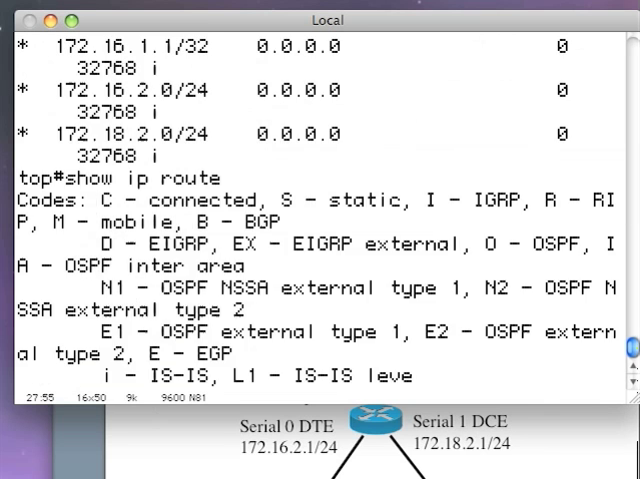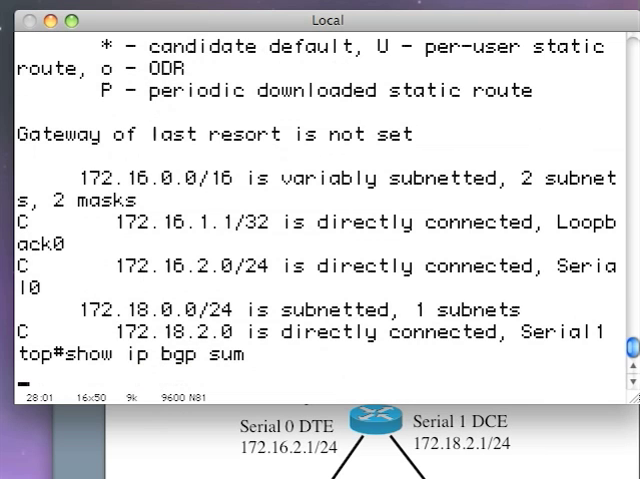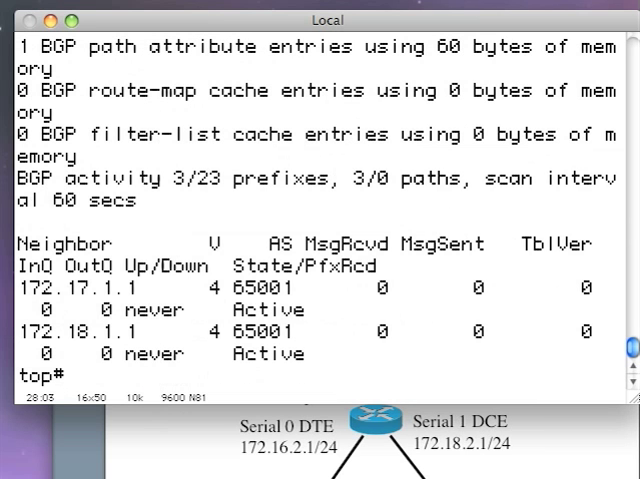If I do a show IP route, of course my connected routes still apply, and if I do a show IP BGP sum, I see that my two neighbors that I've configured are both active, and one of the reasons why they're active is because I haven't even configured them on the other router. So let's go ahead down to the middle router and configure BGP on that router.